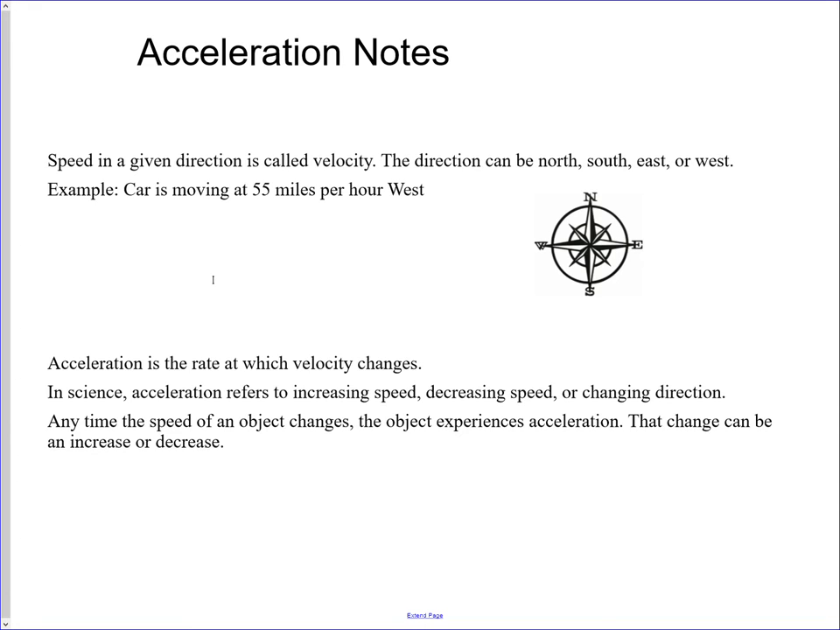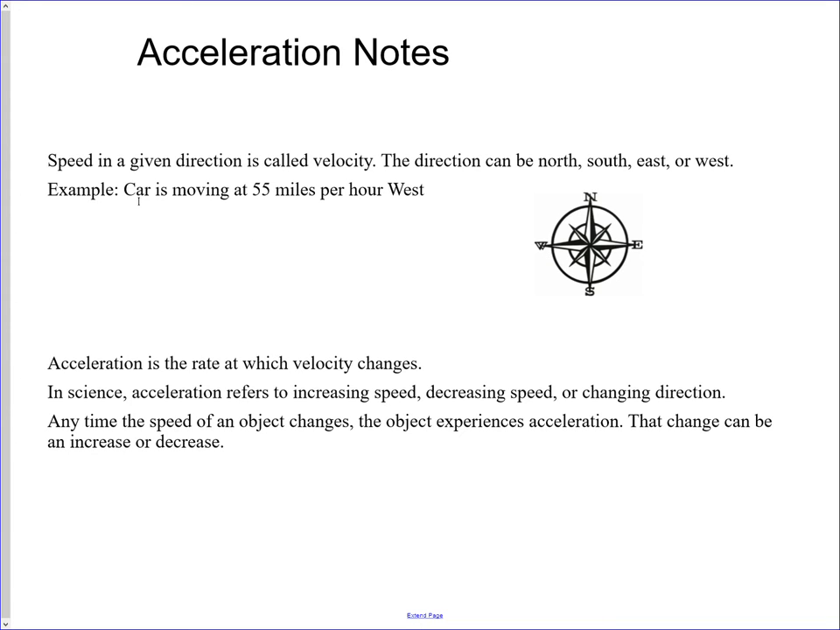So the thing we want to learn about is velocity, okay? Speed in a given direction is called velocity. The only thing that's going to be different with velocity is we add a direction. If we take a look at our compass here, we can see that the direction can be north, it can be south, it can be east, and it can be west.